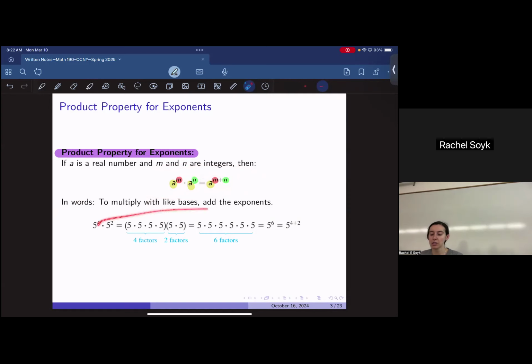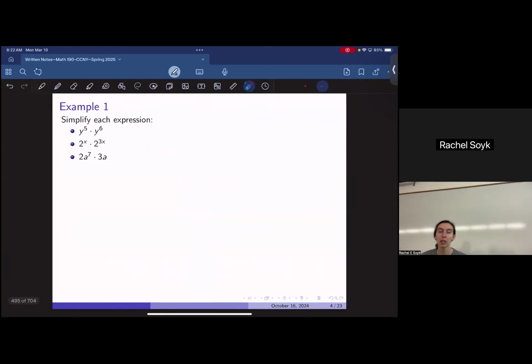And then we have a nice numerical example below. 5 to the 4th times 5 to the 2nd. Well, what's 4 plus 2? 6. That gives us 5 to the 6th. And we're done. So now, knowing this rule, let's tackle these 3 examples together.